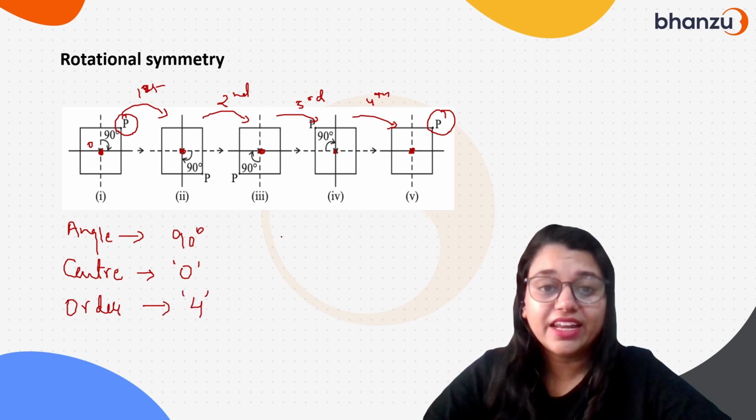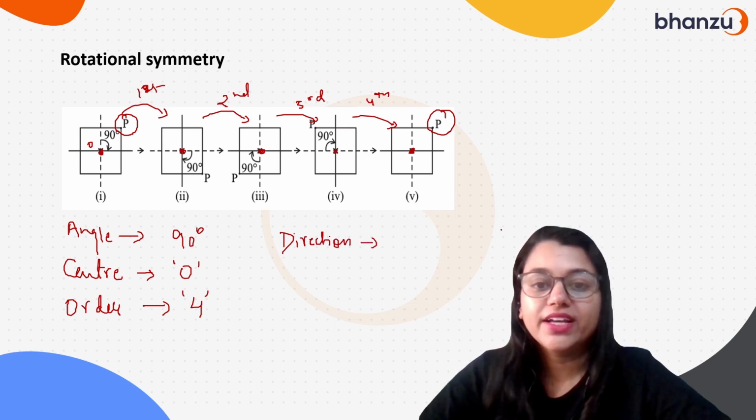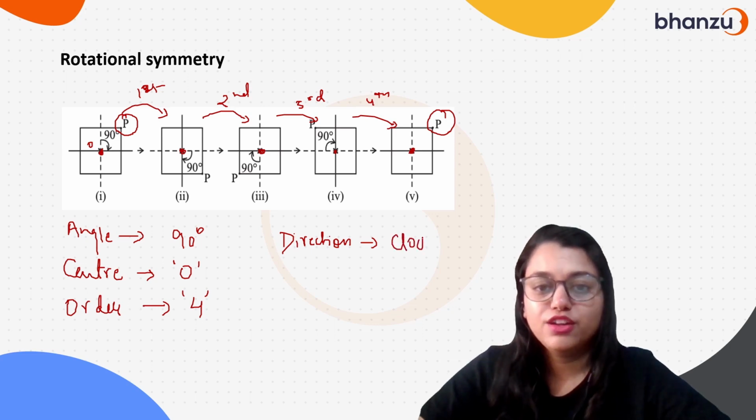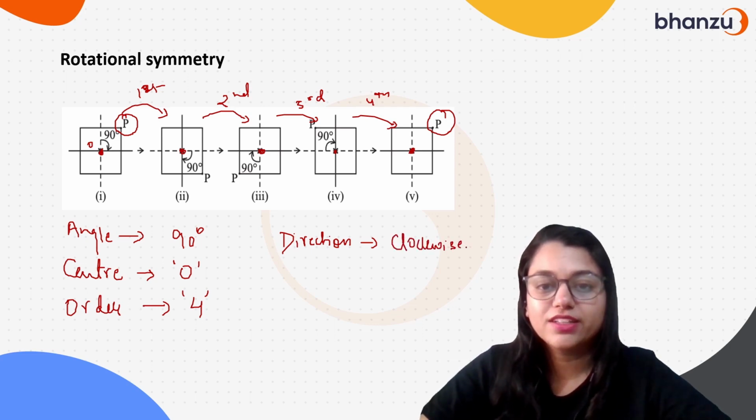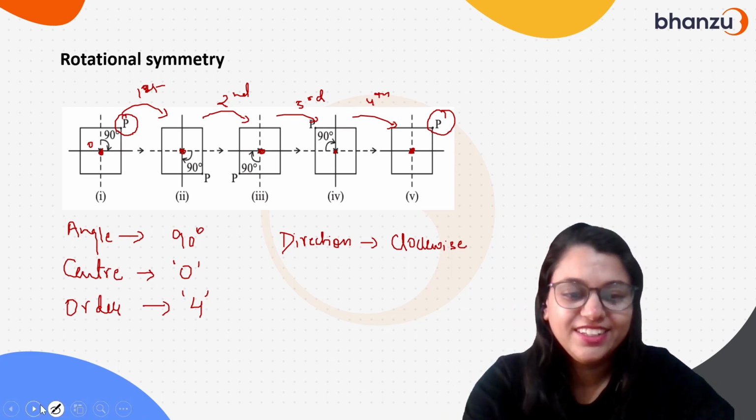And what is the direction here? How are we rotating this square? Here we are rotating it in clockwise direction, right? So the answer is clockwise. Understood? Wonderful. Now let us see the next topic.